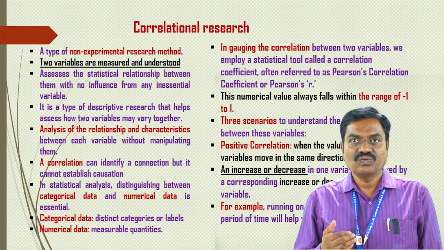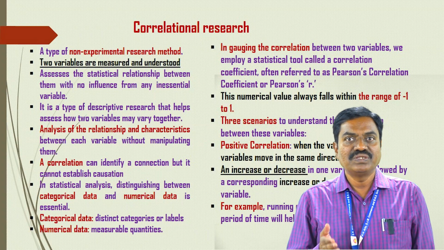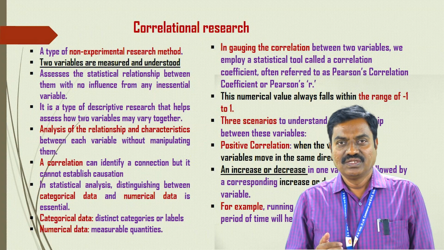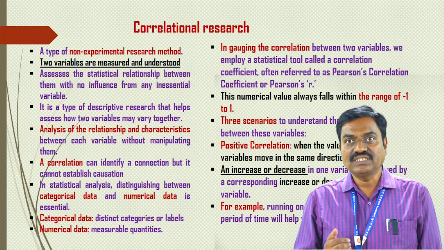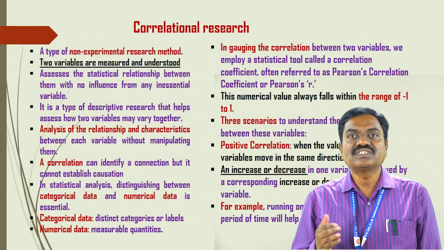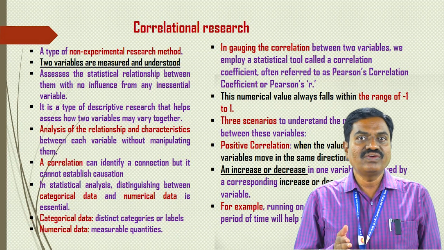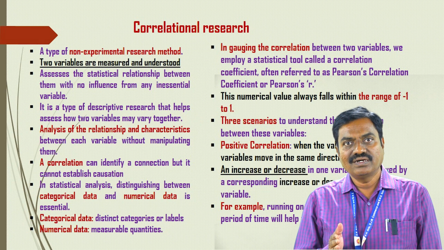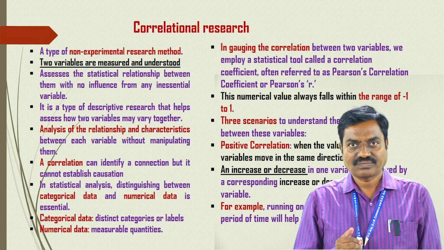There are three scenarios that help us understand the relationship between these variables. The first one is positive correlation. This occurs when the values of both variables move in the same direction. An increase or decrease in one variable is followed by a corresponding increase or decrease in the other variable.